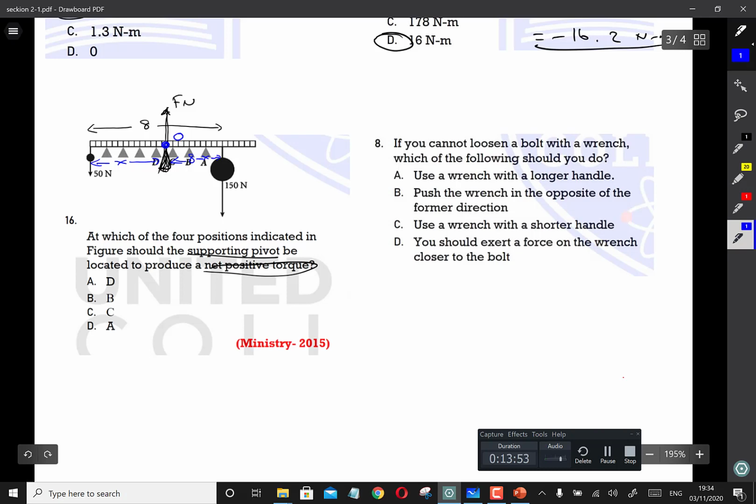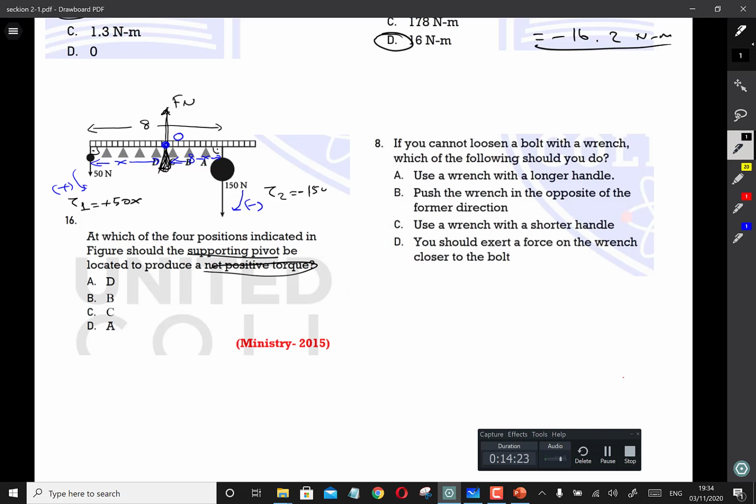You will apply the torque. The 150 produces a negative torque. Well, 50 Newton produces a positive torque because it rotates counterclockwise. We will calculate them. So torque 1 is equal to positive 50 times x. X is the distance. Angles are 90 degrees, so you don't worry about the angle. Torque 2 is equal to negative 150. This negative is from the equation, not from the 150. Some students ask me about this. It is because it's a clockwise rotation. Force is 150. Distance is equal to 8 minus x.